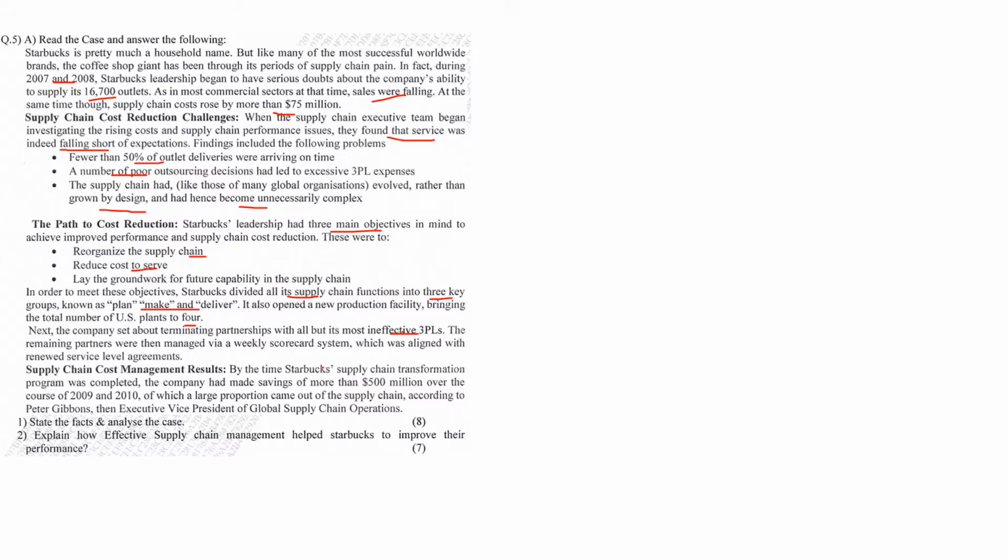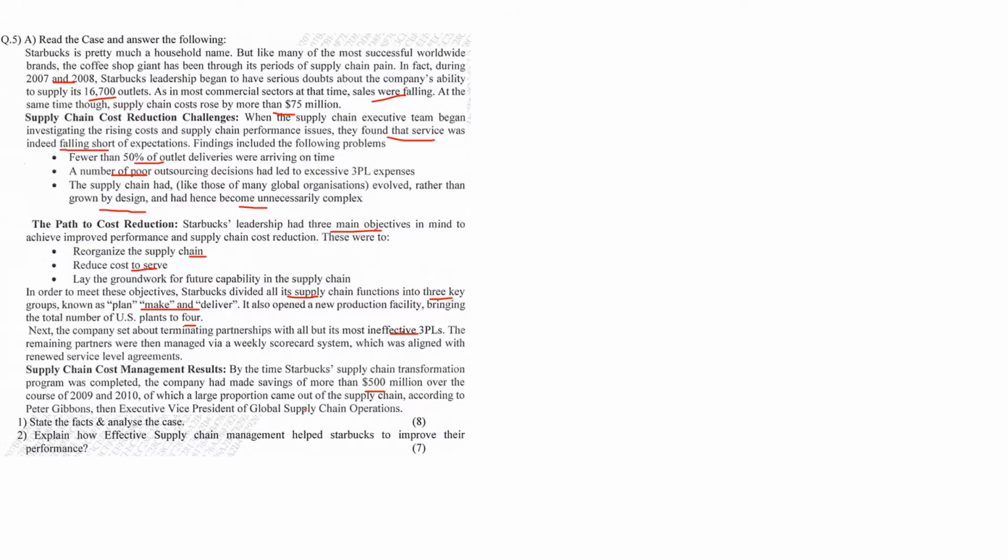By the time Starbucks' supply chain transformation program was completed, the company had savings of more than $500 million over the course of 2009 and 2010, of which a large proportion came out of the supply chain, according to Peter Gibbon, the then executive vice president of global supply chain operations. So a very big case study has been given about Starbucks, the supply chain, and the cost reduction part.